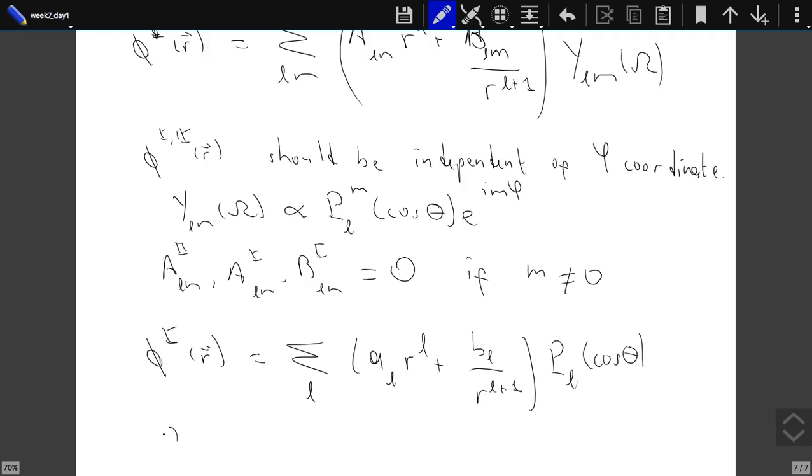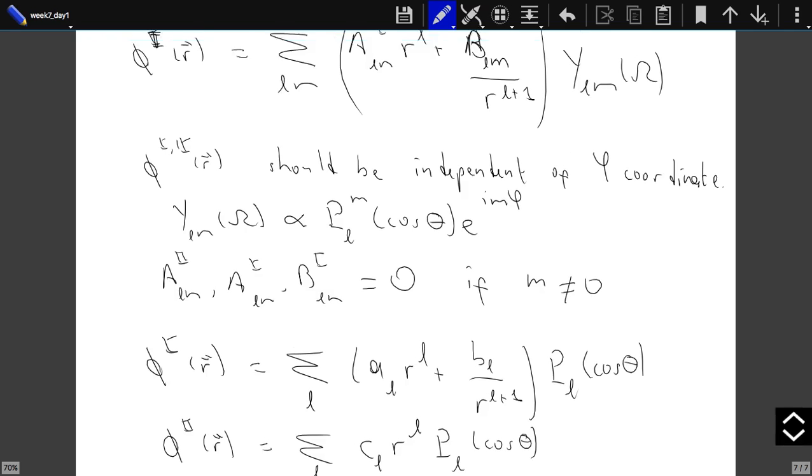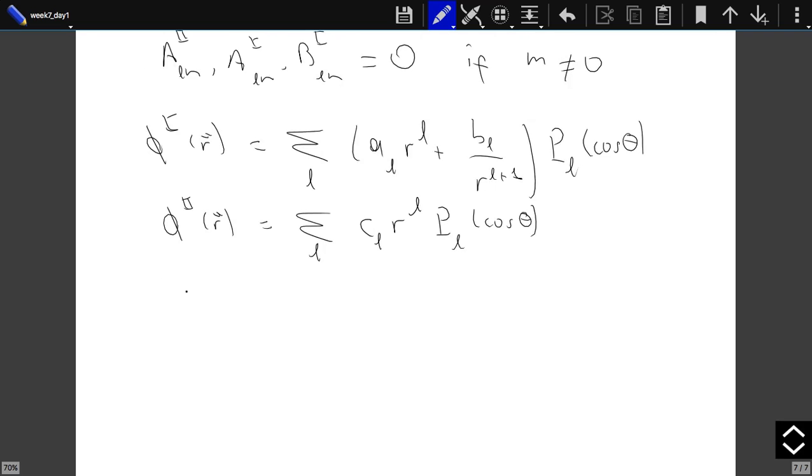So I will basically rewrite my potentials. Phi 1 of r will be equal to sum over L, A_L r to the power L, plus B_L over r to the power L plus 1, P_L of cosine theta. And phi in the second region will be equal to sum over L C_L r to the power L of P_L of cosine theta.